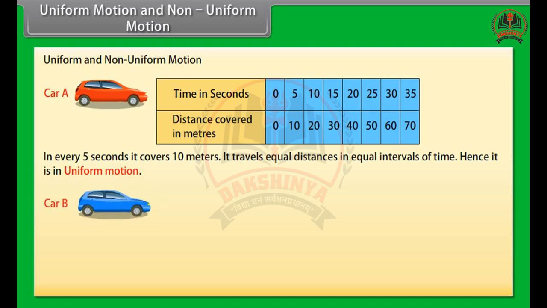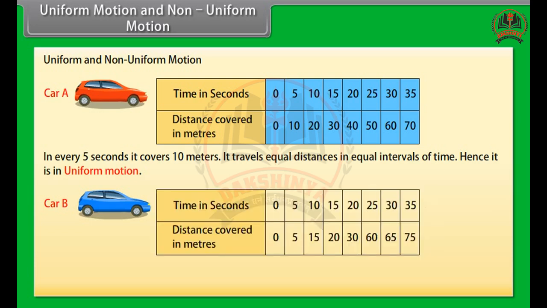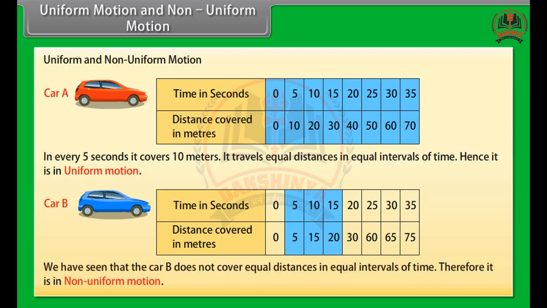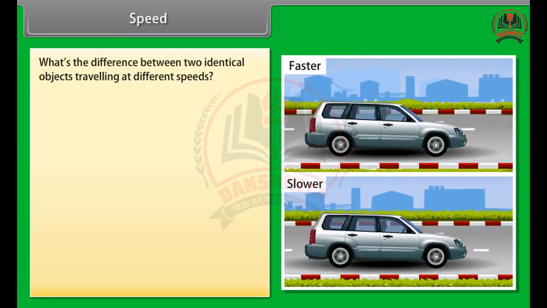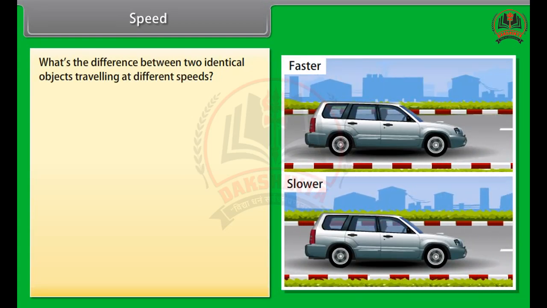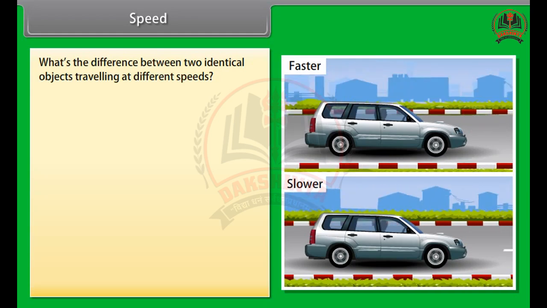Look at car B now. Car B covers 5 meters in 5 seconds, 15 meters in 10 seconds, 20 meters in 15 seconds. We have seen that car B does not cover equal distances in equal intervals of time. Therefore, it is in non-uniform motion. Speed. Now, can you tell the difference between two identical objects traveling at different speeds?